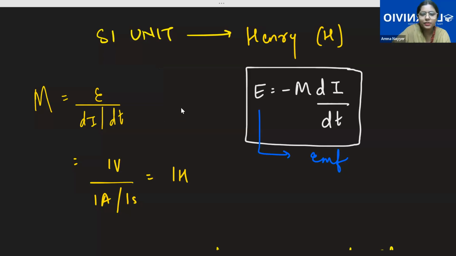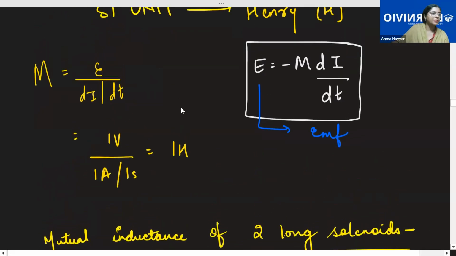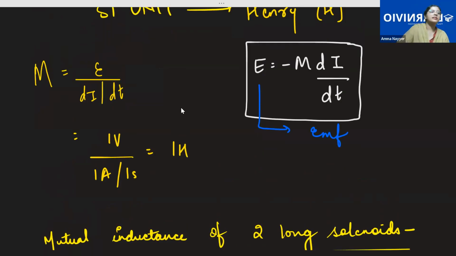Class, in the last class, we stopped at this point: mutual induction. We were discussing induction. So, what exactly is induction? We discussed that it's the property when the magnetic field changes, flux changes, and the current is induced. When the current is induced within the same coil, we call it self-induction. When in the primary coil the magnetic field increases or decreases and the induced current or induced EMF occurs in the neighboring, that is the secondary coil, we call it mutual induction.